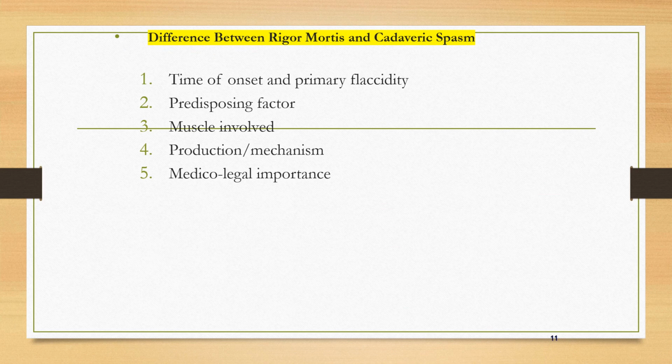To differentiate, as we have already seen, time of onset and primary flaccidity are there in case of rigor mortis, whereas cadaveric spasm develops instantly. There are predisposing factors like emotional tension, struggle and muscular activity in case of cadaveric spasm. A group of muscles is involved in cadaveric spasm, whereas in rigor mortis the whole of the muscles get involved as per the sequence. The mechanism of cadaveric spasm is emotional tension, and in rigor mortis ATP reduction is the mechanism of onset.